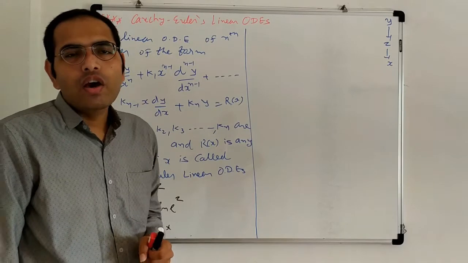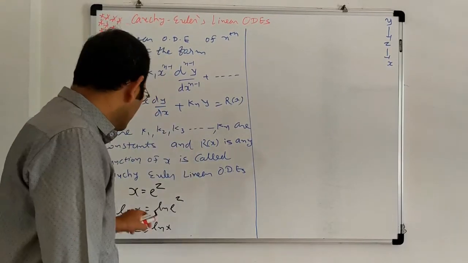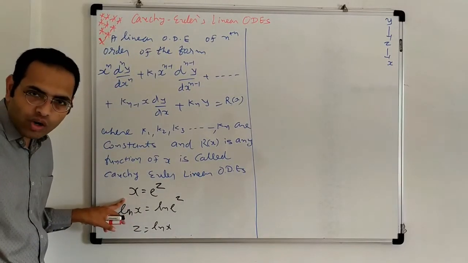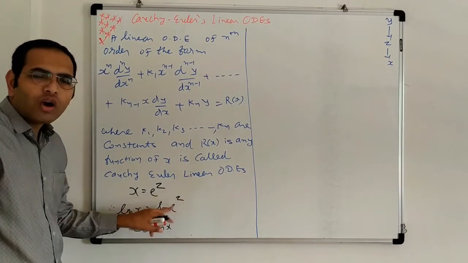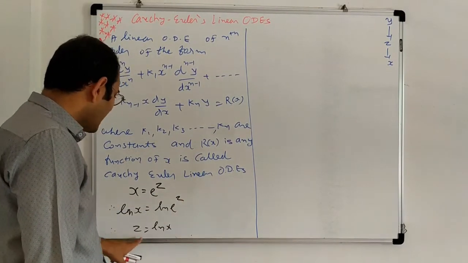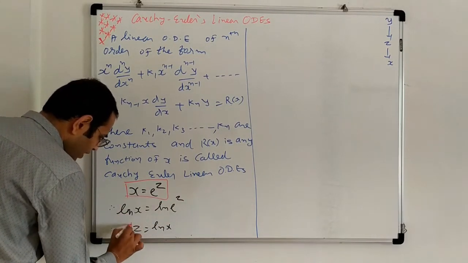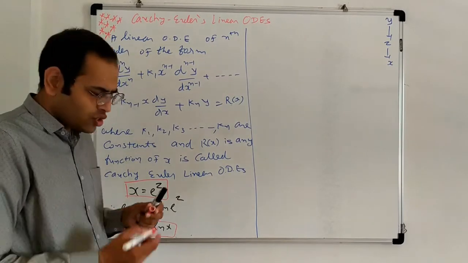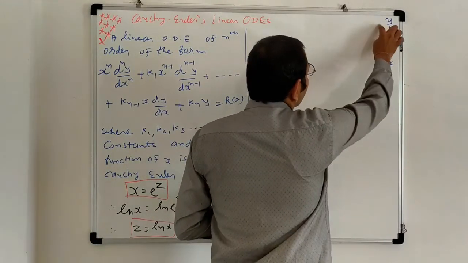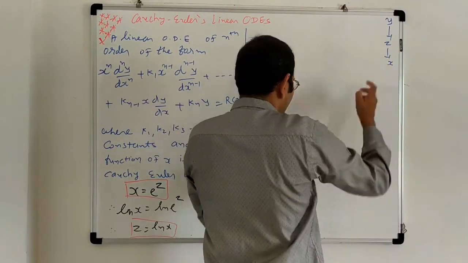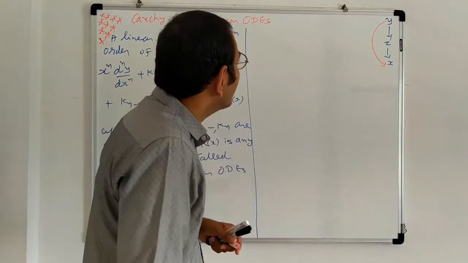In this method, we first assume x equals e raised to z. Then taking logarithm on both sides, ln x equals ln e raised to z. According to the properties of logarithm, we get z equals ln x. In each and every example, we first assume x equals e raised to z. Now here y is a function of z and z is a function of x, so y is a composite function of x by chain rule.